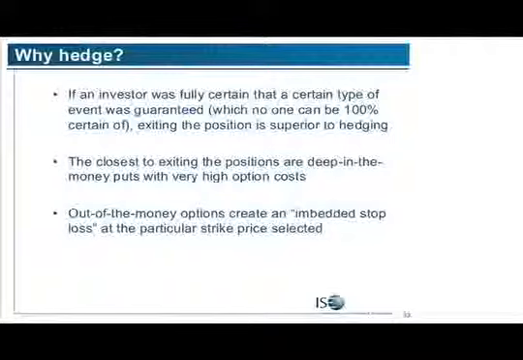Options give you the ability to hedge various exposures. Deep in the money puts will let you hedge your U.S. dollar exposure if you're worried that the dollar is going to sell off. Deep in the money calls will also give you that hedge, but that's if the dollar rallies so much and the opposing currency, in this case the Canadian, weakens so much. The out of the money options create an embedded stop loss at the particular strike. So calls or puts, that out of the money option creates this embedded stop loss.